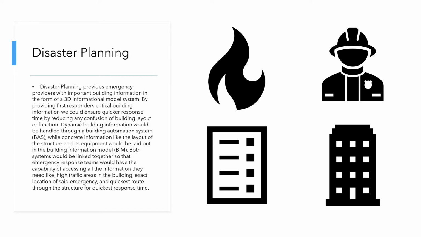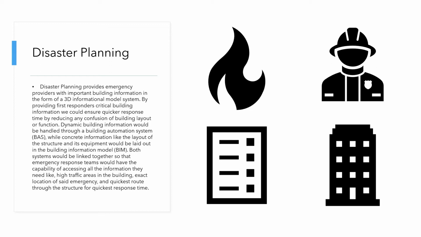Disaster Planning. Disaster planning provides emergency providers with important building information in the form of a 3D informational model system. By providing first responders critical building information, we could ensure quicker response time by reducing any confusion of building layout or function. Dynamic building information would be handled through a building automation system, known as BAS.